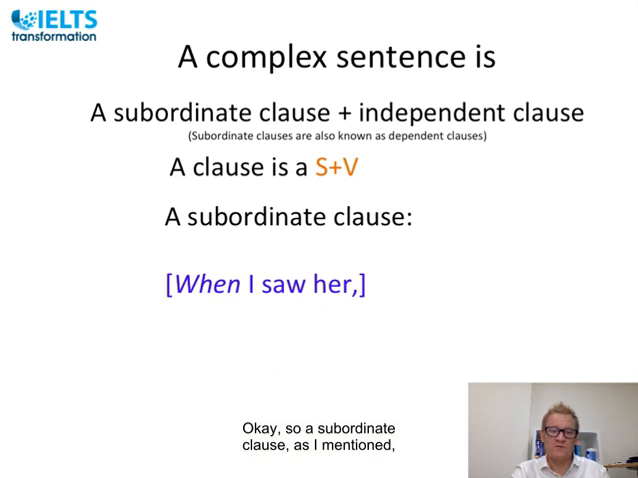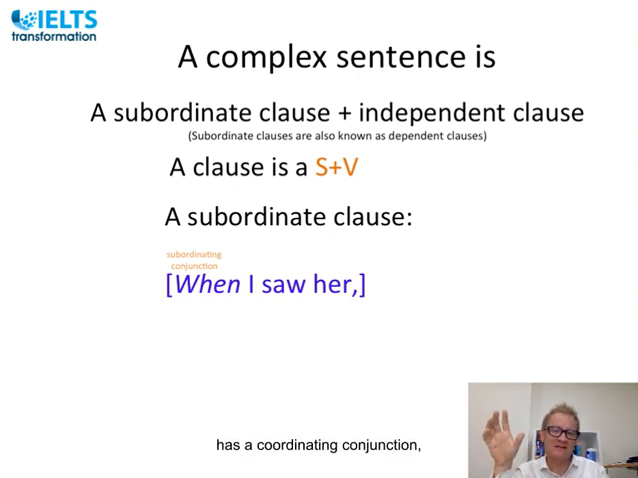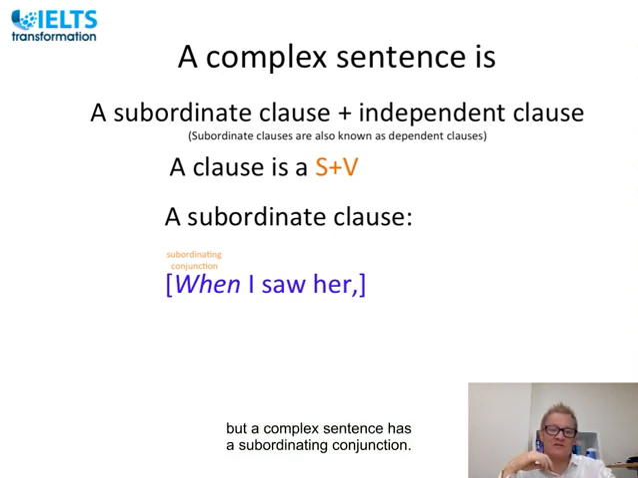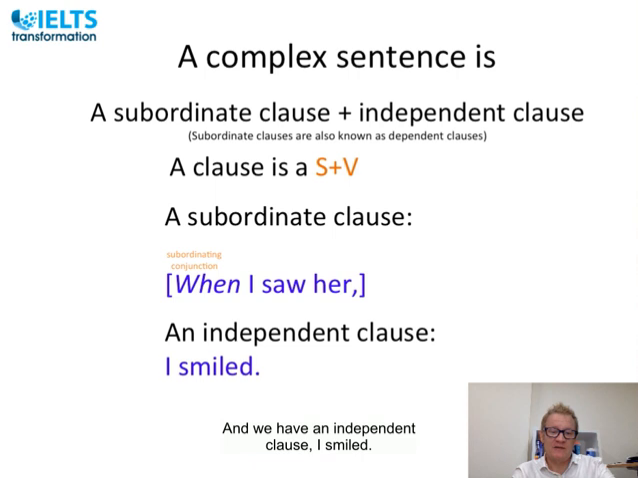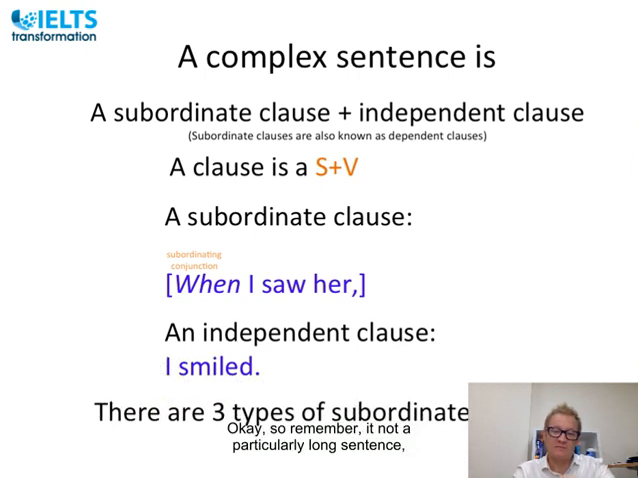Okay, so a subordinate clause, as I mentioned, when I saw her, plus, and there's the subordinating conjunction. So remember back again, a compound sentence has a coordinating conjunction, but a complex sentence has a subordinating conjunction. So this one shows us time. It's an adverb clause of time. Then we have an independent clause, I smiled. When I saw her, I smiled. That's it. Okay, so remember, it's not a particularly long sentence, but it's still complex.